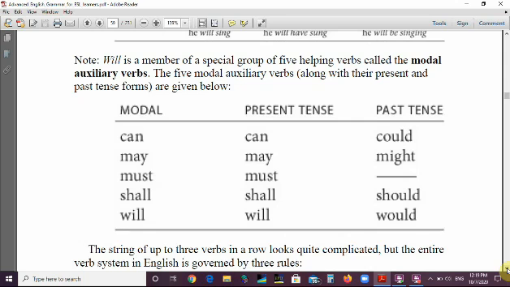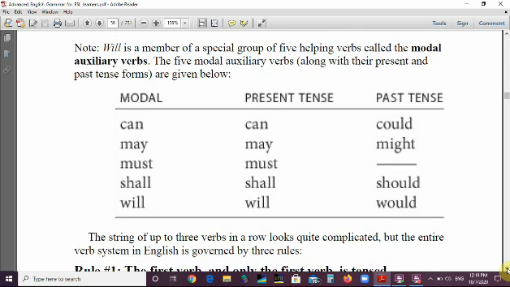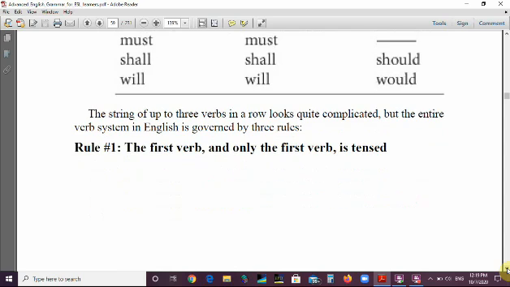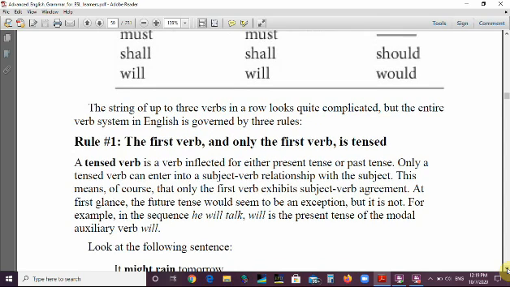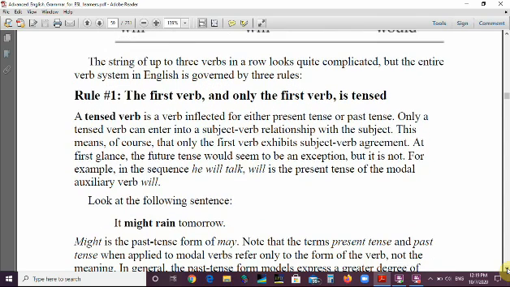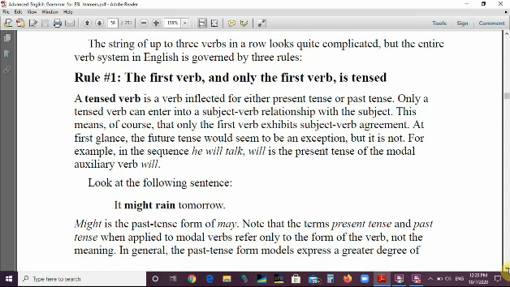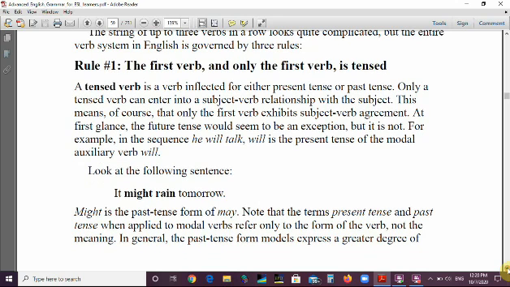So all these forms are called the modals. Sometimes we have a verb phrase which is a string of up to 3 verbs in a row. Looks quite complicated, but the entire verb system in English is governed by 3 rules. What are the 3 rules that govern the English verb system? Let's see. Rule number 1, the first verb and only the first verb is tensed.